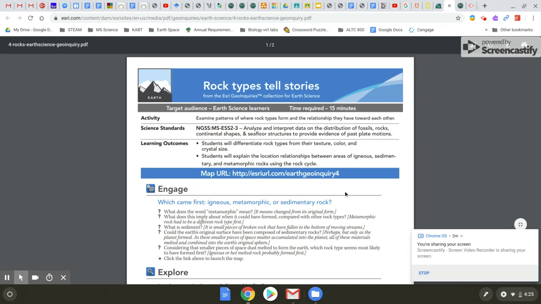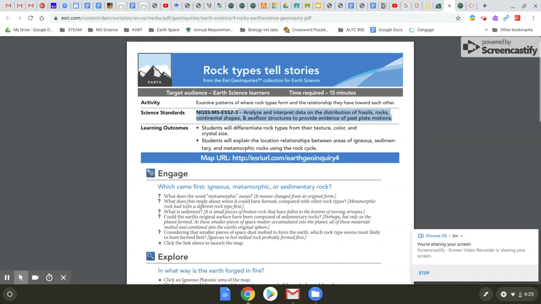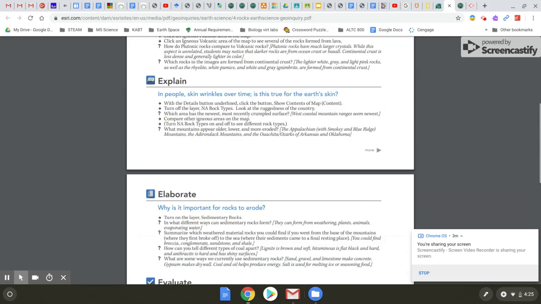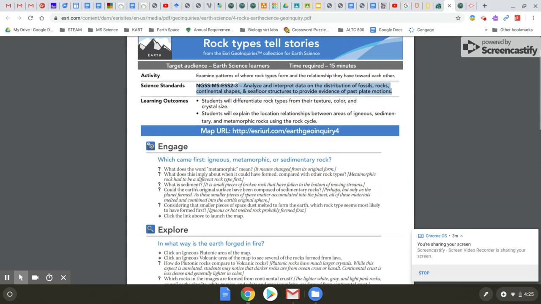So it brings up a lesson plan, and it happens to have all of the Next Generation Science Standards for middle school written out for you, which is very handy. So this one's going to meet the standard that says analyze and interpret data on the distribution of fossils, rocks, continental shapes, and seafloor structures to provide evidence of past plate motions. And then it's going to take you through a 5E lesson. So pretty wonderful that it has it all spelled out for you.